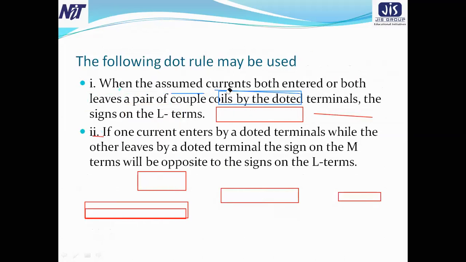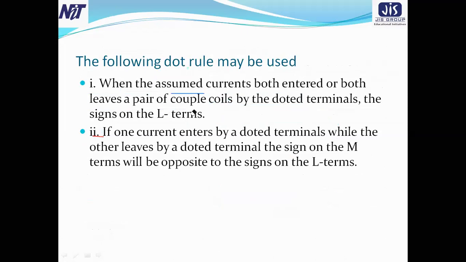Now let's talk about the dot rule. What is the rule? One: when the assumed currents both enter or both leave a pair of coupled coils by the dotted terminals, the sign on the M term will be the same as the sign on the L terms. Two: if one current enters by a dotted terminal while the other leaves by a dotted terminal, the sign on the M term will be opposite to the sign on the L terms.